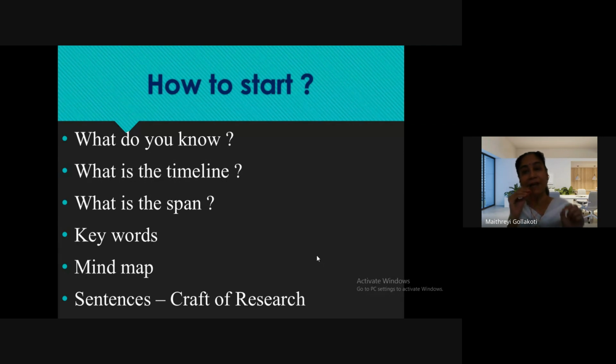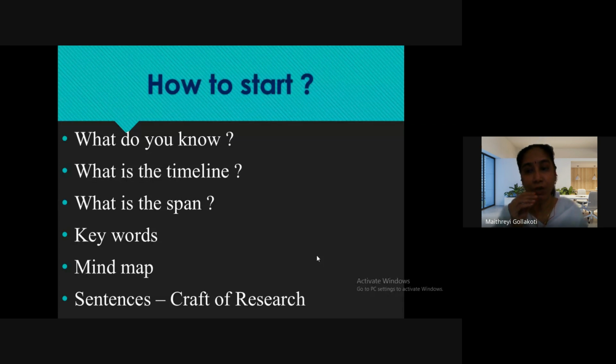Next step is to identify the keywords. See, in every journal article there are keywords that are given there. Keywords will help you in searching on Google. So always write down the keywords for your topic. What are the key aspects in your topic? Those things you please write down and keep. Next, do the mind map.